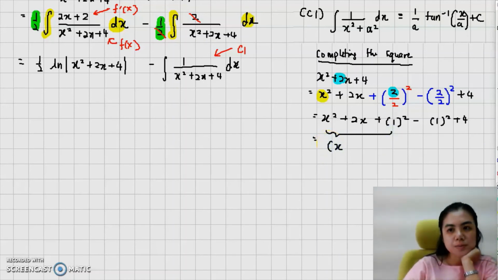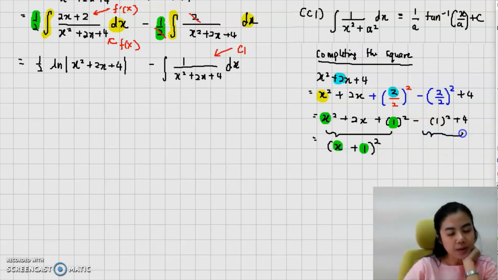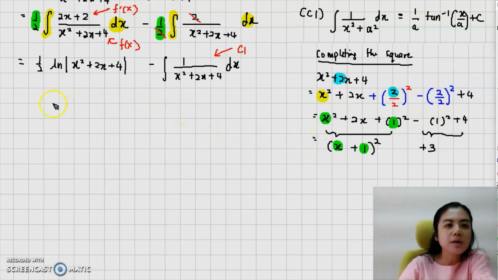Just take the x from the first item, put it here, and the third item is 1 squared. Just take positive 1. This is a positive 1, so put the positive 1 here and close with the square bracket. The last two items will give you plus 3. So that is what you get by using completing the square.